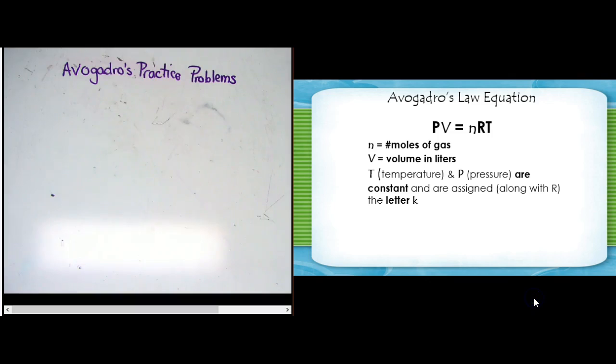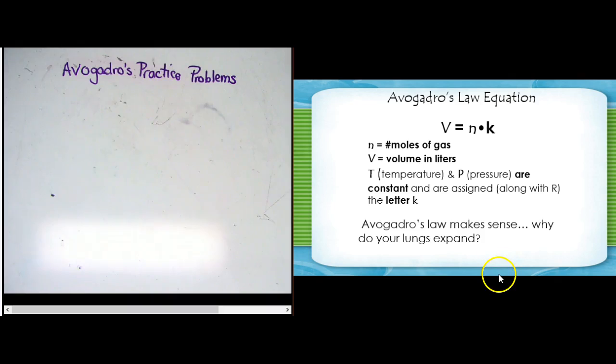All right? Okay. So here's the problem. Again, Avogadro's law, let's just show you how it separates out. There's the ideal gas law. Now let me show you how it becomes Avogadro's law, because everything else, temperature and pressure, are constant. So they are given the letter k, which means it doesn't change. And when we do this, we understand then the relationship. And it should make sense because, again, if your lungs expand when you breathe in, why do they do that? Because they're getting more air inside.